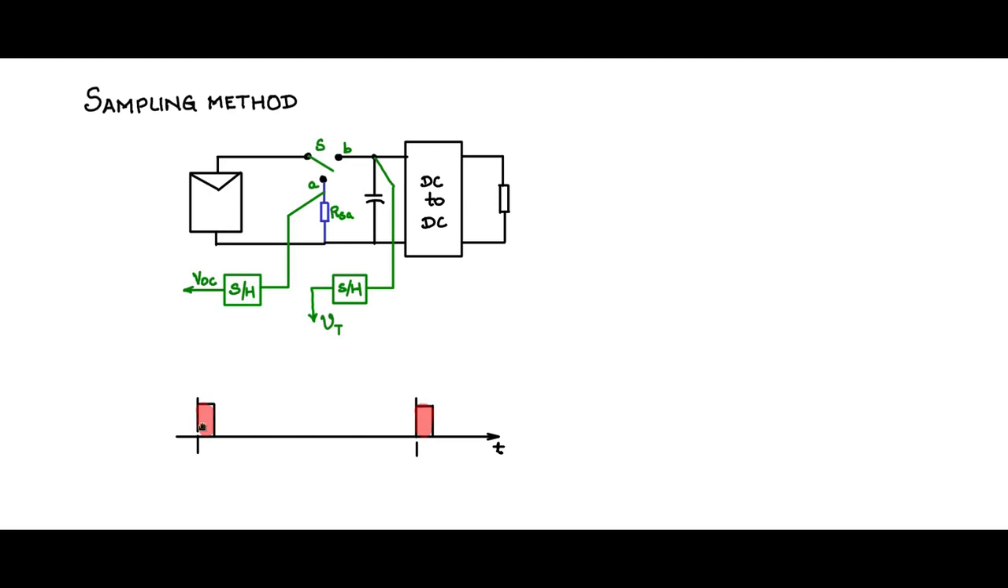So this pulse duration, the shaded pulse duration during which S is connected to A to sample VOC, is very small, so that there is sufficient charge here and the load doesn't miss the disconnection of the PV panel at B.